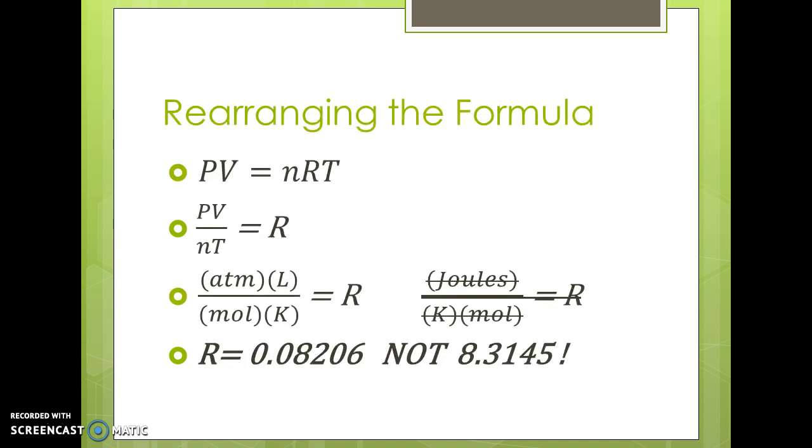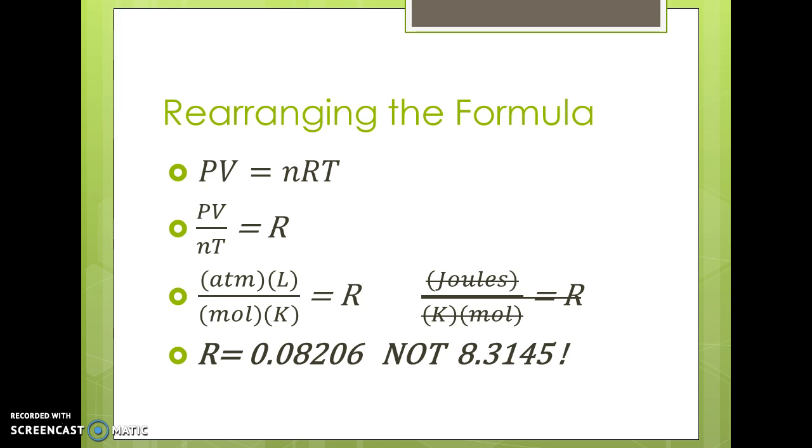So the first thing students will have to do, and this is the first thing that we make them do in every equation, is rearrange the formula. If you want to find out what you should use for R, you're going to have to solve that equation for R. In order to do that, you have to divide n and T from both sides, giving you PV over nT equals R. If you know that the units for pressure, volume, moles, and temperature should be atmospheres, liters, moles, and Kelvin, which students should be expected to know, then you can figure out that my R must be 0.08206 and not 8.3145.